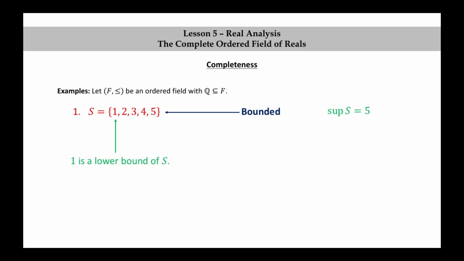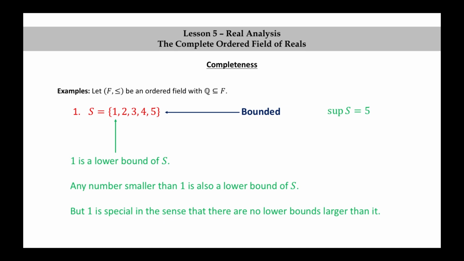1 is a lower bound of S, and any number smaller than 1 is also a lower bound of S. But again, 1 is special in the sense that there are no lower bounds larger than it. 1 is the greatest lower bound, or infimum, of S. And we'll write inf S = 1 for the infimum of S equals 1, or the greatest lower bound of S is equal to 1.